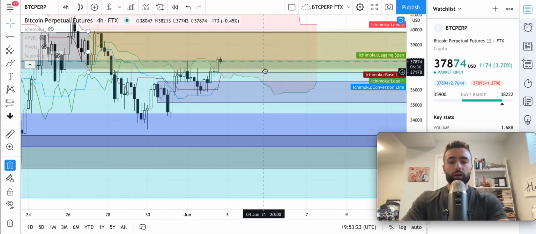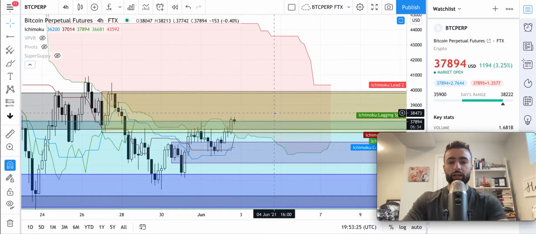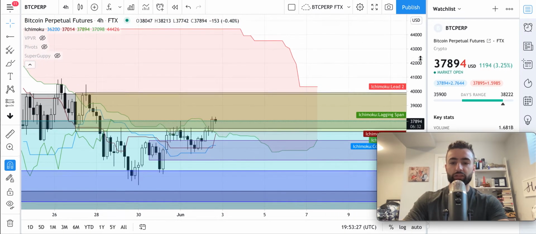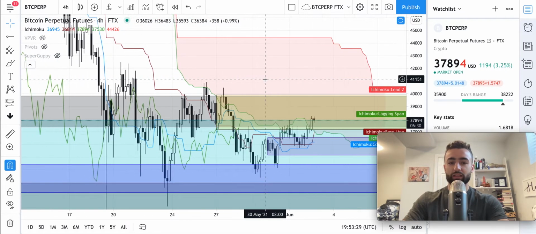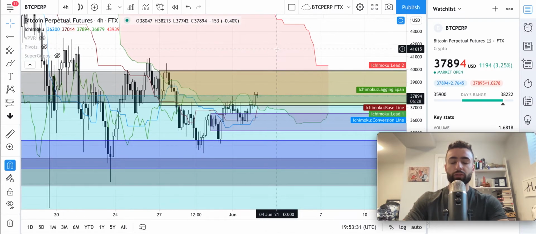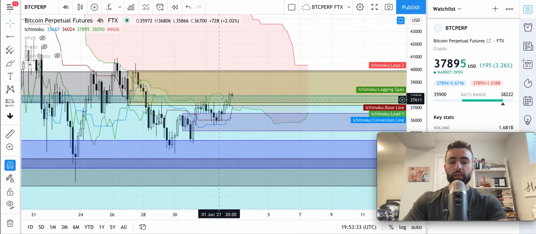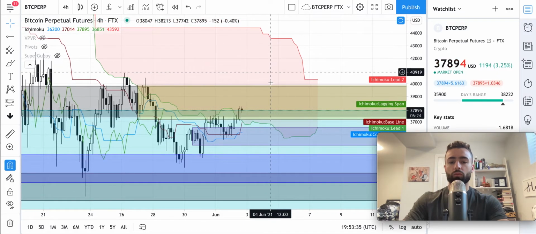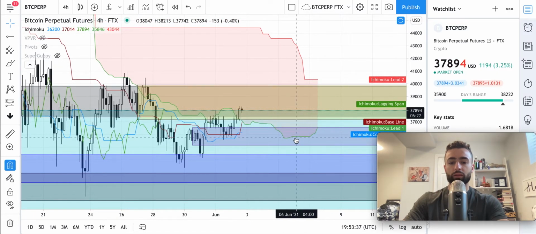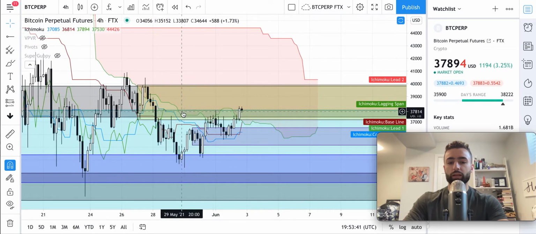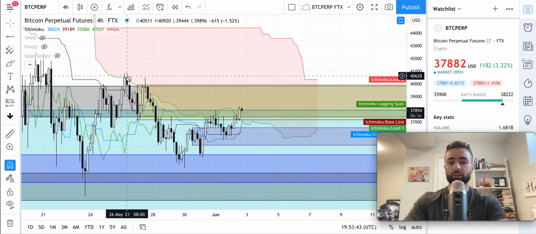The thing I wanted to point out on the 4-hour time frame was this potential edge-to-edge trade. And you can see, as I zoom out, how massive this cloud is for Bitcoin. The Ichimoku cloud is an indicator where the edges of the cloud, this green part right here, is, if the price is below it, strong resistance, like you see right here.